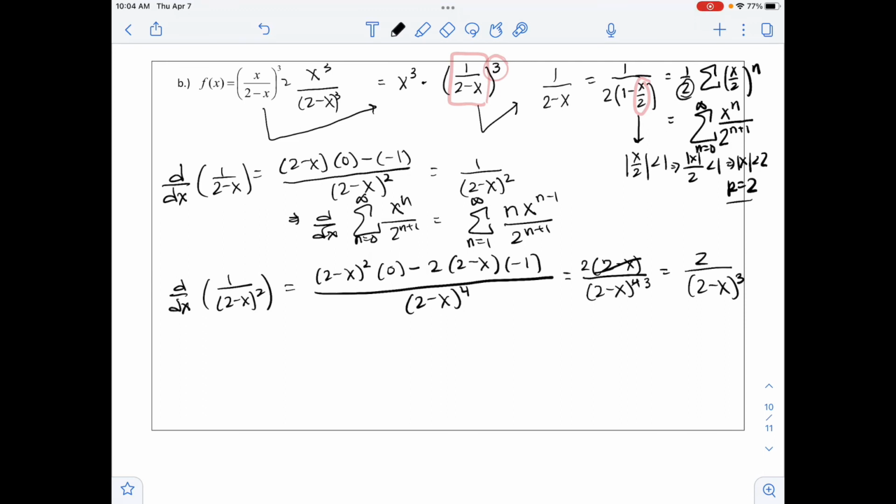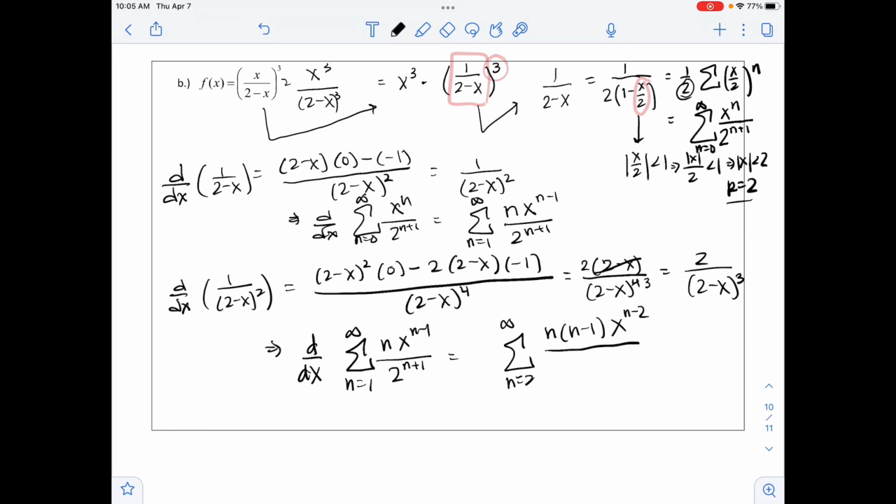And so the derivative that we have here of the sum from n equals 1 to infinity of n times x to the n minus 1 over 2 to the n plus 1 would be equal to, and since we take the derivative, we're now going to be starting our summation at 2 to infinity of n times n minus 1 x to the n minus 2 power all over 2 to the n plus 1.